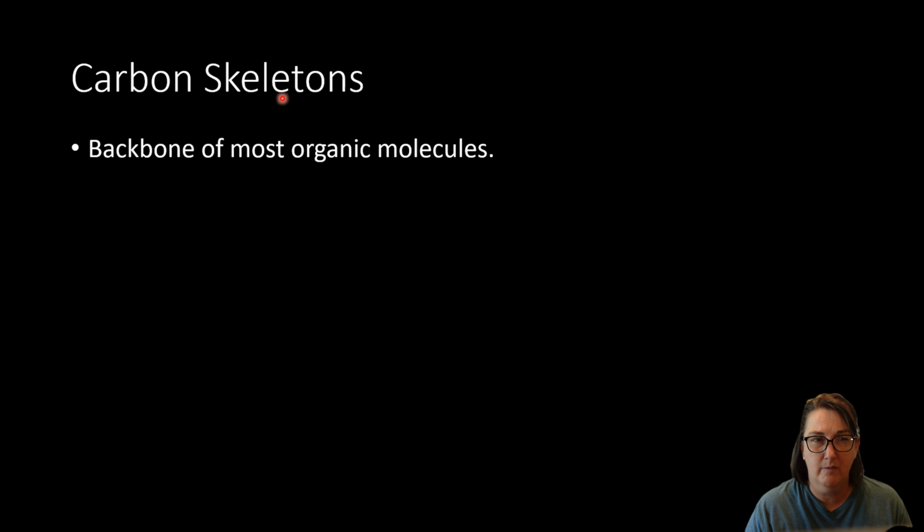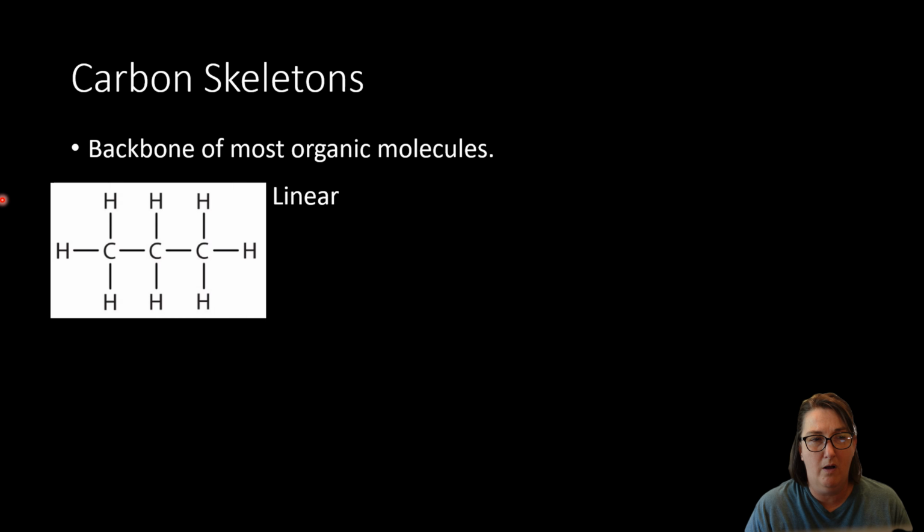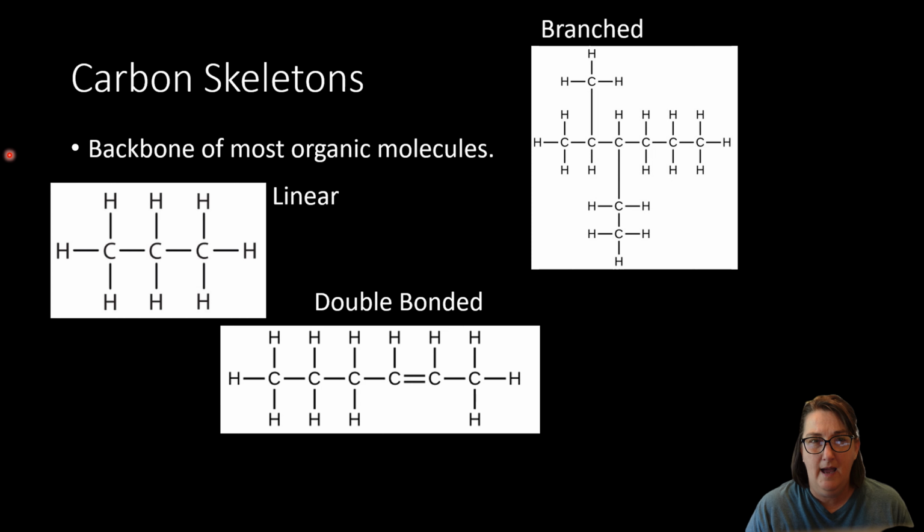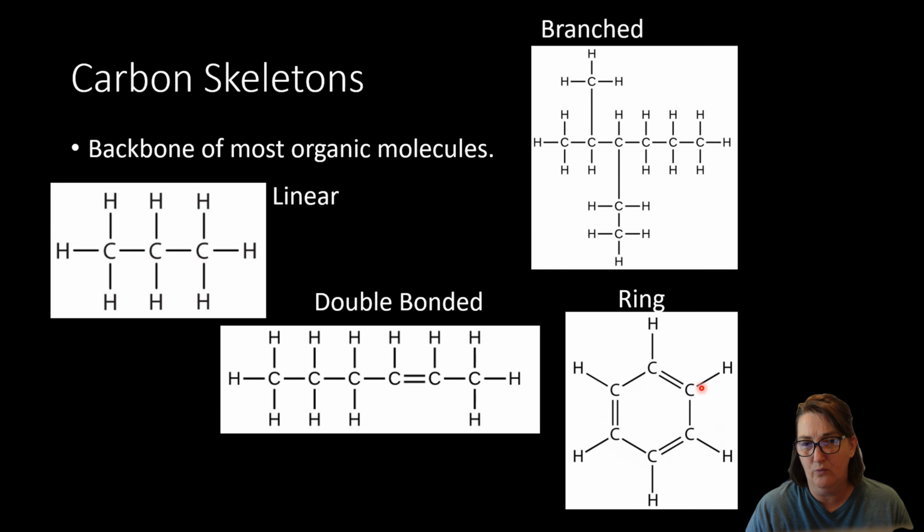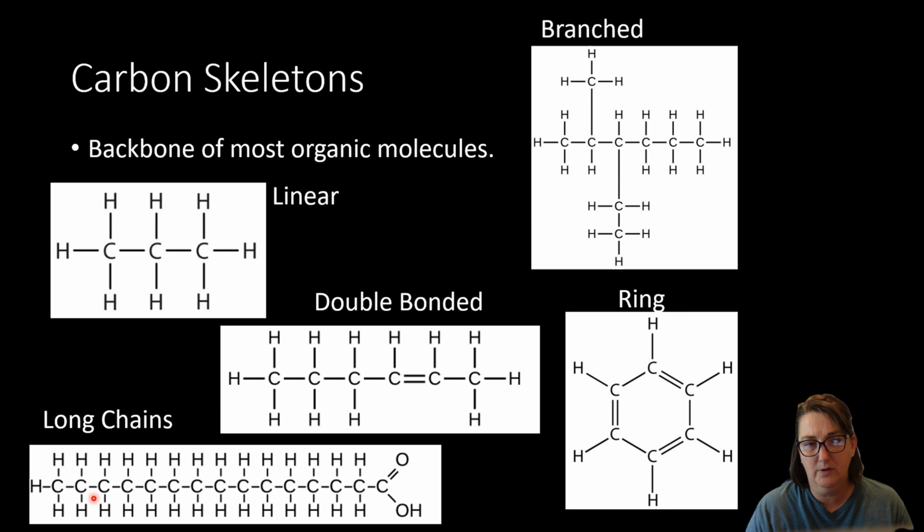I have a carbon skeleton, so backbones are going to be your organic molecules, and they can be different shapes. So here I have a linear, which is the straight line. I have this one here, which is branched, which means I have carbons going off. I have ones that are double bonded. I have ones that can be in rings. And then these are super long chains.